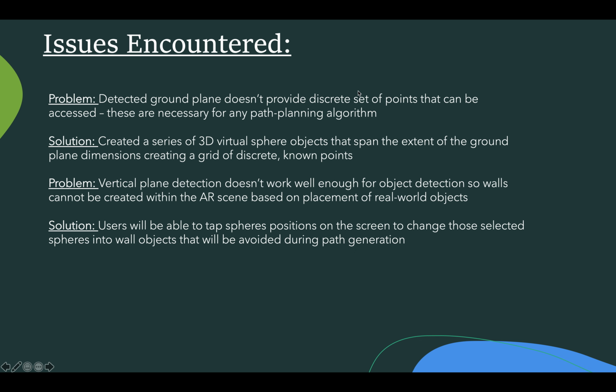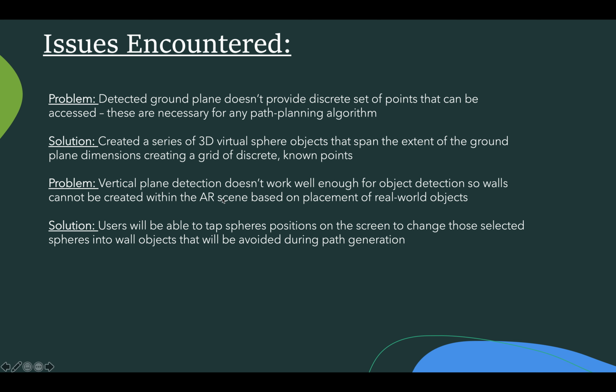Okay, quickly talk about some of the issues I encountered. So originally I thought that the ground plane detection provided by ARKit would give you a set of discrete points that you can access, but you really can't. It's pretty limited. It's sort of a continuous plane, and you need, for any path planning algorithm, a set of discrete points. So I've created a series of 3D virtual sphere objects that are at known positions on the grid and have some known geometry, so I can use that in any path planning algorithm.